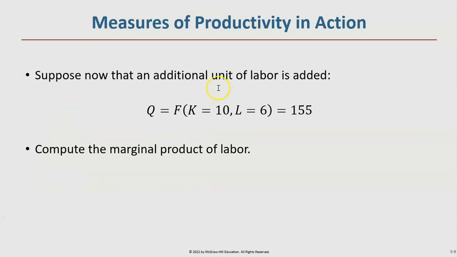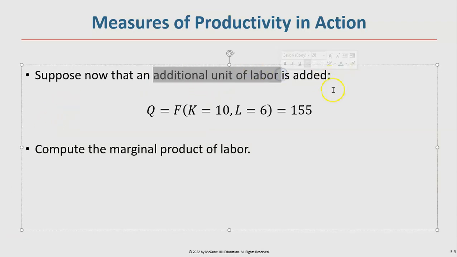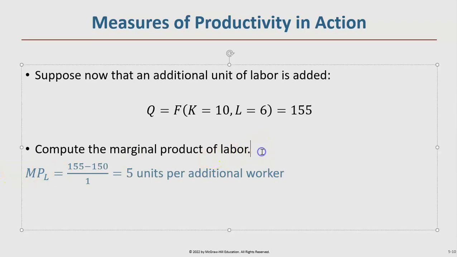Okay, now imagine that we've added one more unit of labor. Okay, so now combined with 10 units of capital, we have 6 units of labor. And when that additional worker is added, we have 155 units of output. So compute the marginal product of labor. Okay, so the marginal product of labor, the change in output will be 155 minus 150, and the change in labor is 1, so the marginal product of labor is 5 units per additional worker.